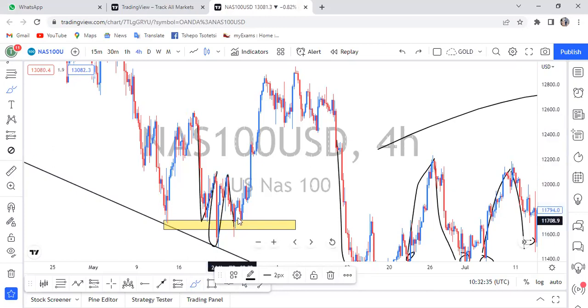So we can see here we had that inverse head and shoulder, and it was with a double bottom. So that's why Nasdaq started shooting up. And here we had a falling channel, and it broke out of the falling channel, giving us a head. So this was the left shoulder, this was the head, and it came back. This was the right shoulder.